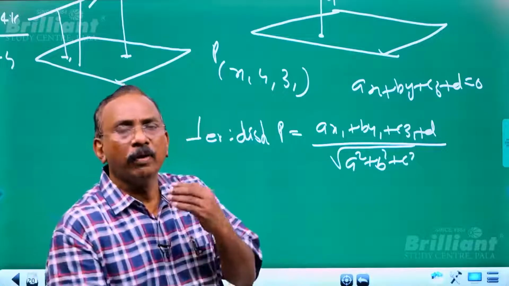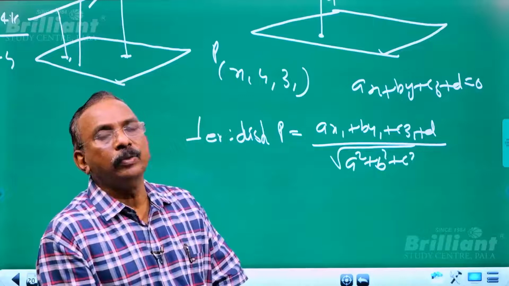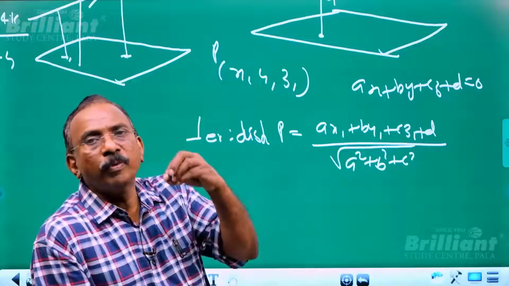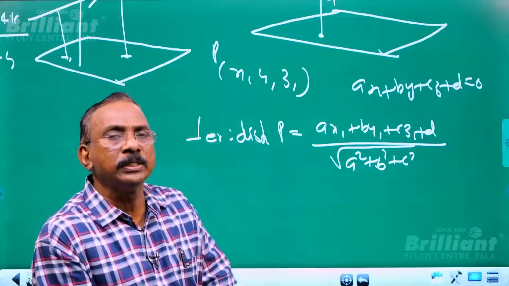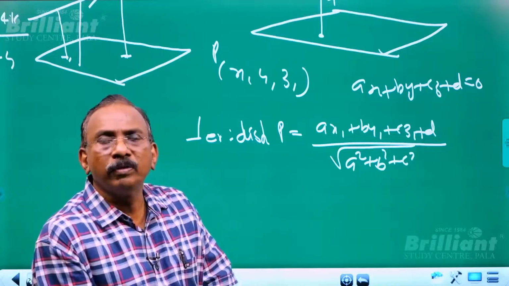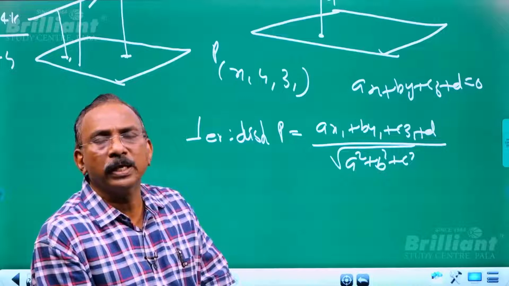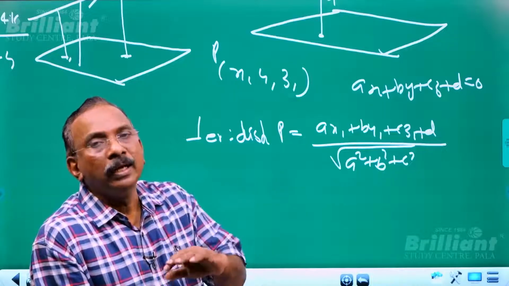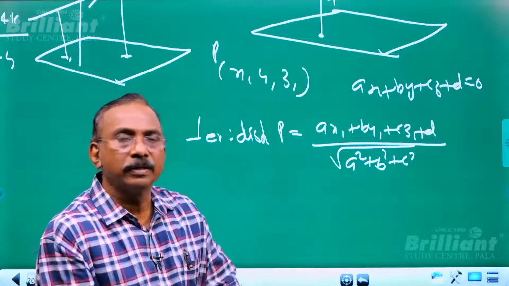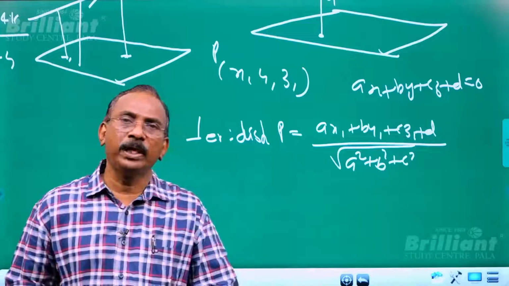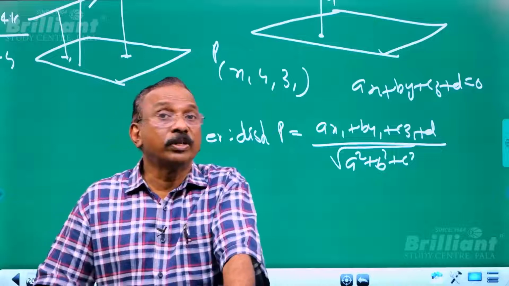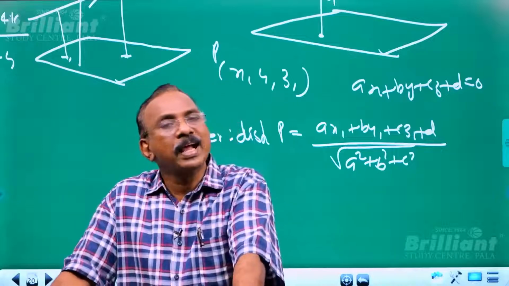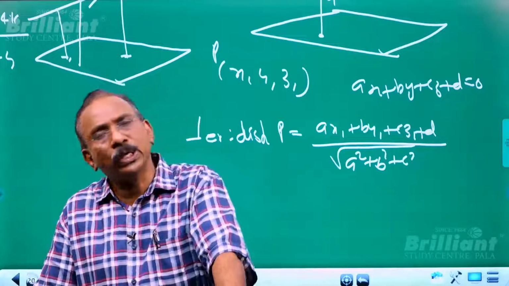In our coordinate geometry, two-dimensional geometry, the distance of a point (x1, y1) to a line ax + by + c = 0 is |ax1 + by1 + c| divided by root of a² + b². Now for 3D, that should be exactly extended. That means the point becomes (x1, y1, z1), and the equation of the plane, the extension of the equation of a line in 2D, is ax + by + cz + d = 0.